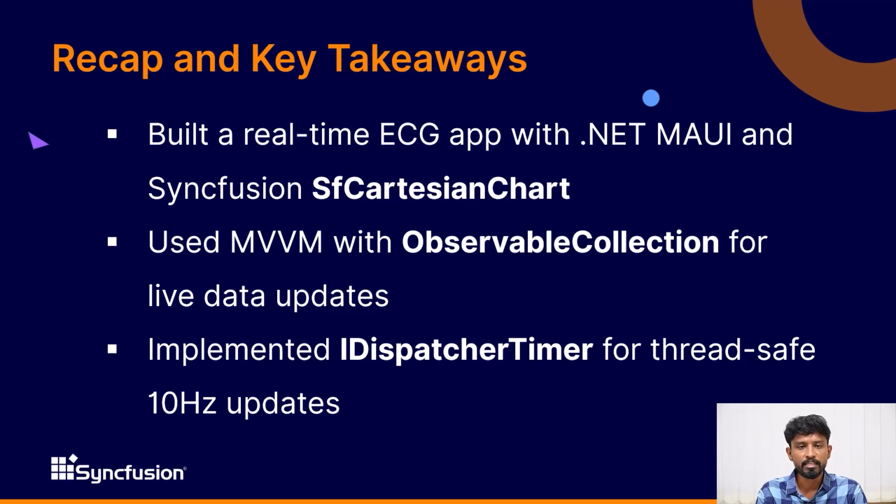We built a real-time ECG monitoring app with .NET MAUI and Syncfusion's SfCartesianChart, achieving smooth 10 Hz updates with a scrolling chart that mimics realistic ECG waveforms. Using the MVVM pattern, we created a chart data model for data points, a real-time chart view model with an ObservableCollection for live updates, and an IDispatcherTimer for thread-safe 10 Hz refreshes. So the FastLineSeries ensured high performance rendering across Windows, Android, iOS, and macOS, perfect for medical, IoT, or financial apps.